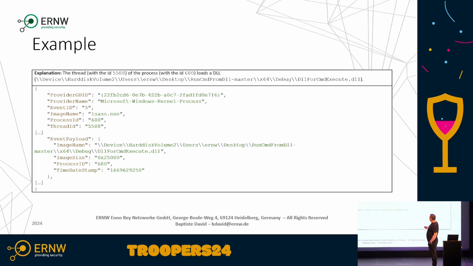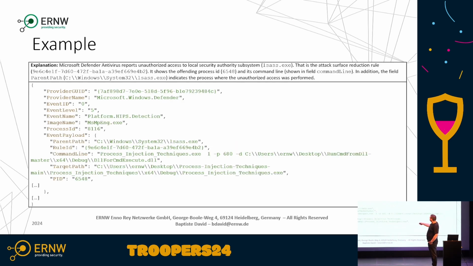Then we have the load of the DLL, which is a DLL injection, so it's going to load it, so perfect. And we have from somewhere the name of the DLL. You see the payload? Device, HarddiskVolume2, user. We see that device HarddiskVolume2 is managed by the kernel because that's the way the kernel likes to use files. env, desktop, run command from DLL, and DLL for command execute. Process ID, mesh size, all the information we like.